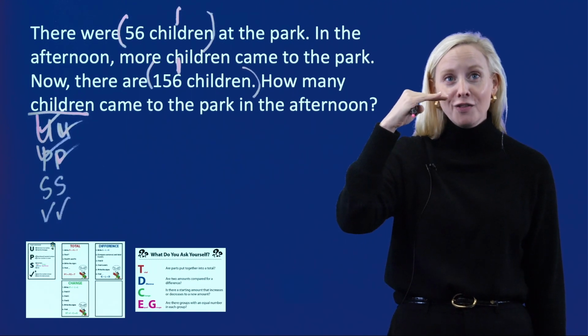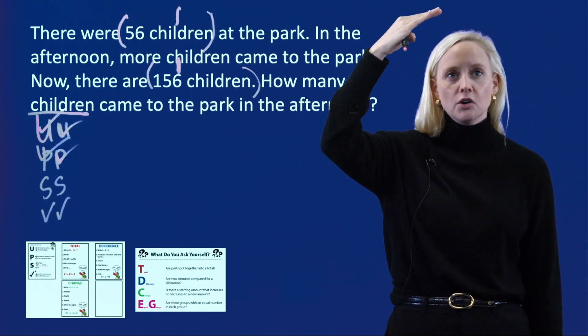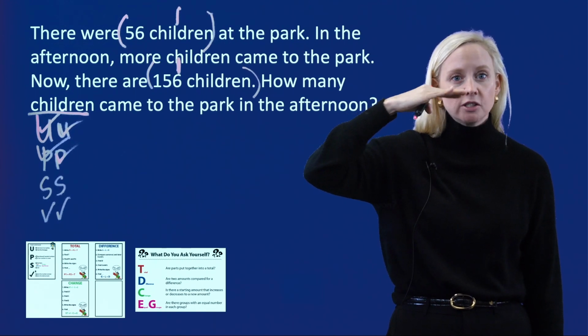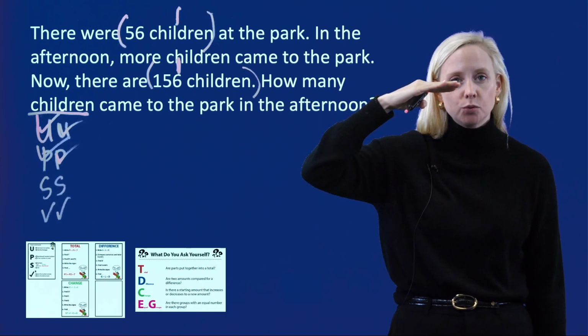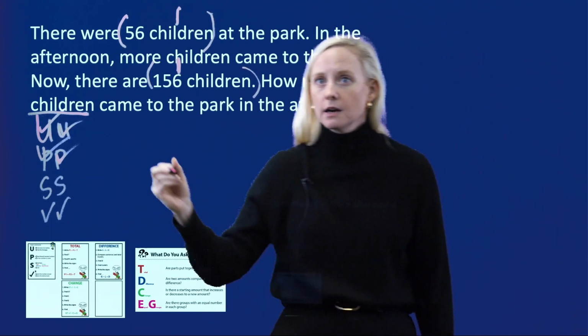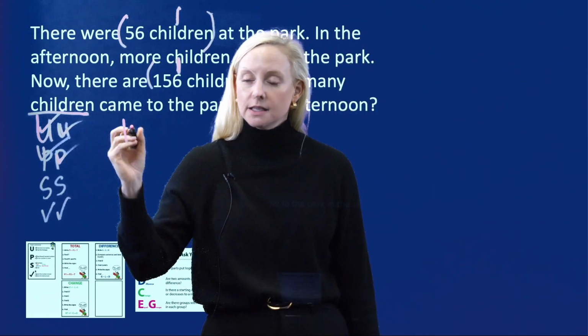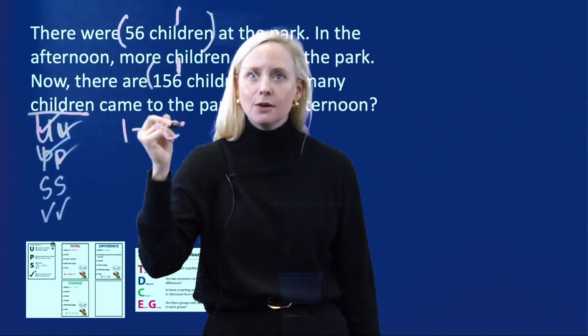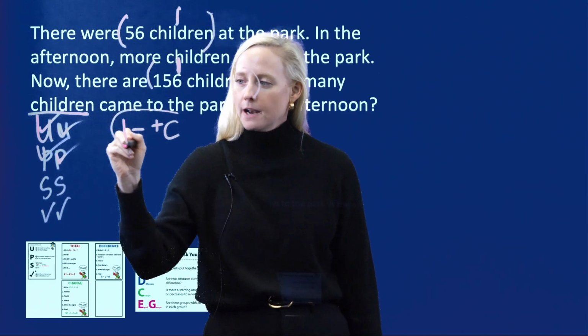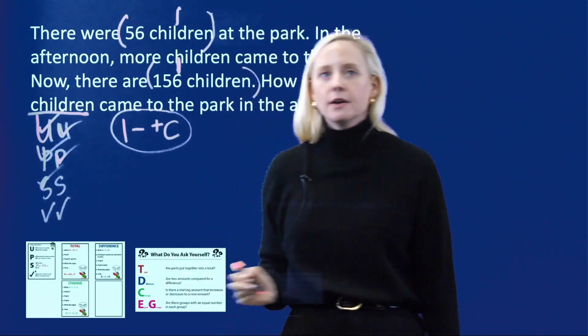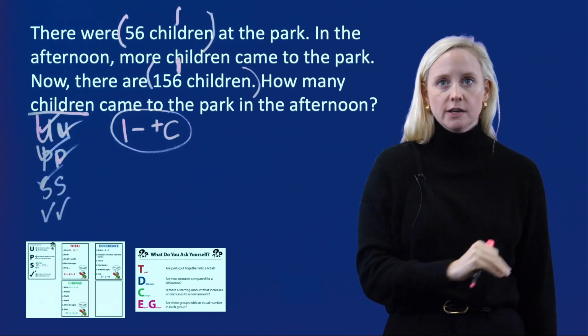So I know I not only have a change problem, but I have a change increase because we had a starting amount, which is the 56 children, and then the change, which was that more children came to the park. So I'm going to put a 1 because it's a single step problem, and I'm going to put a plus C, or you can do a C plus. And I'm going to circle it to help me remember that it is a single step change increase problem.